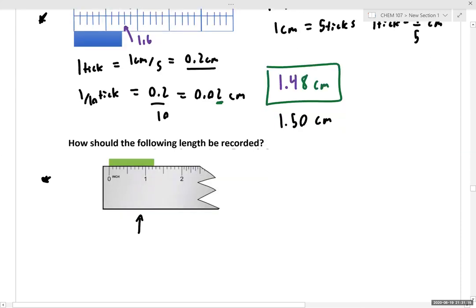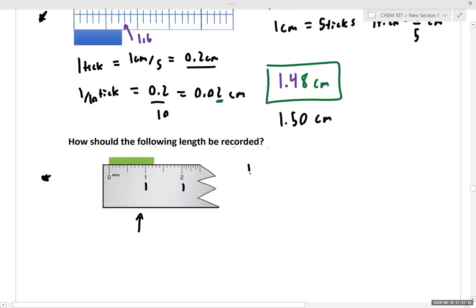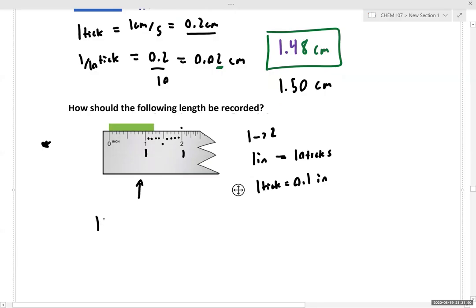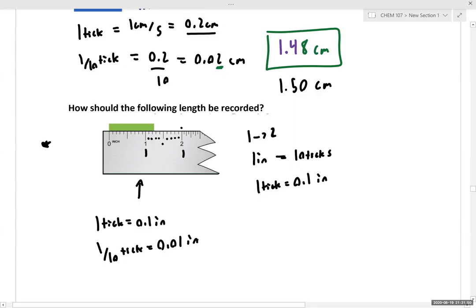Okay, so first to go from 1 to 2, which is equivalent to a distance of 1 inch, it takes us 1, 2, 3, 4, 5, 6, 7, 8, 9, 10 ticks. Ergo, 1 tick is equal to 0.1 inches. Okay, so with that established, if we know 1 tick is equal to 0.1 inches, we know a tenth of a tick is equal to 0.01 inches.